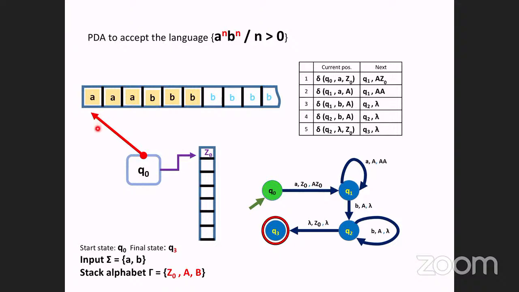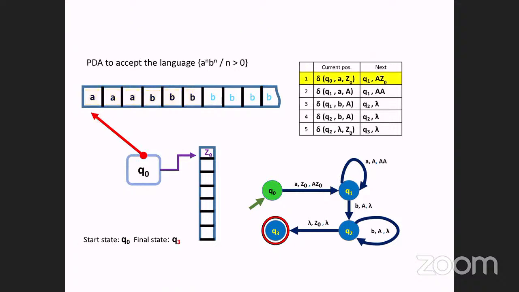The next move, yes, this rule is applicable. So while it is in Q0, scanning a symbol A, Z0 being the topmost symbol, it makes a move like this. Look here, it has become Q1 and the A is placed on top of Z0, and the pointer moves one symbol to the right side. I repeat.